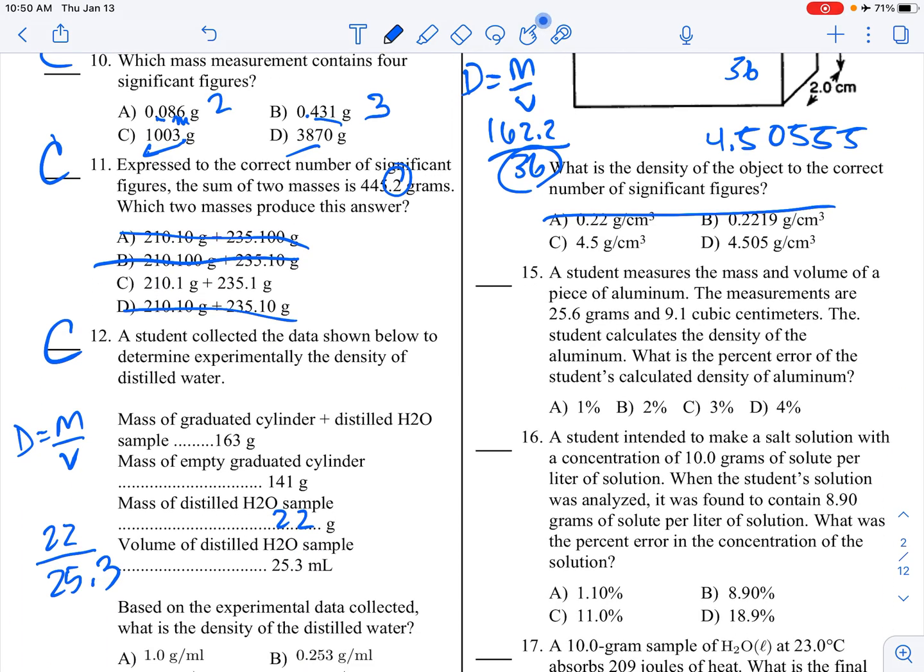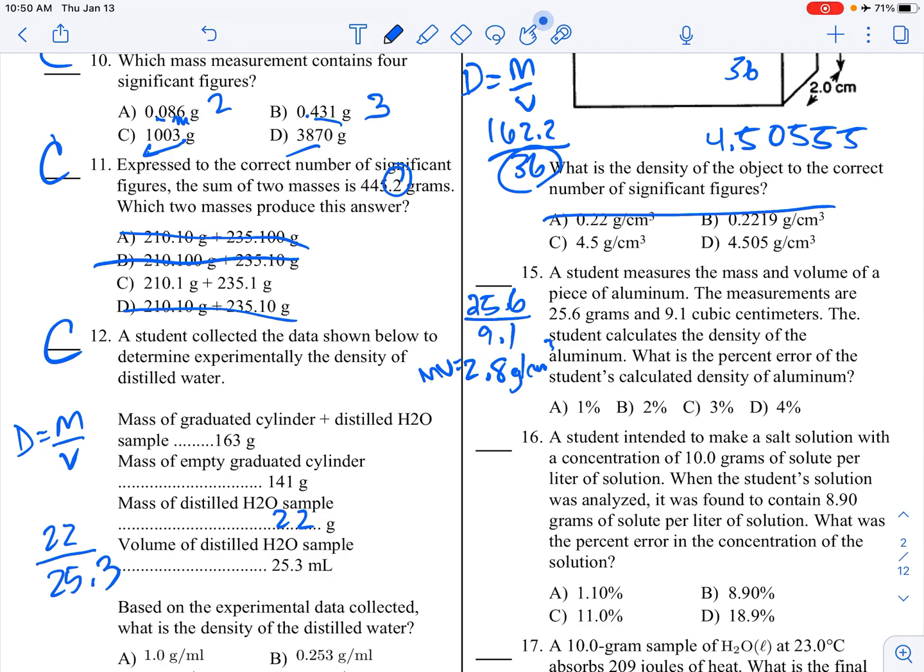A student measures the mass and volume of a piece of aluminum. The measurements are 25.6 grams and 9.1 cubic centimeters. The student calculates the density, and what is the percent error? Okay, so first we need to get the experimental, which is what the student got. So 25.6 is our mass, 9.1 is our volume. So let's divide those. And we get 2.813, whatever. So we're going to go to 2 sig figs, so that's going to be grams per cubic centimeter. This is our measured value, or our experimental.